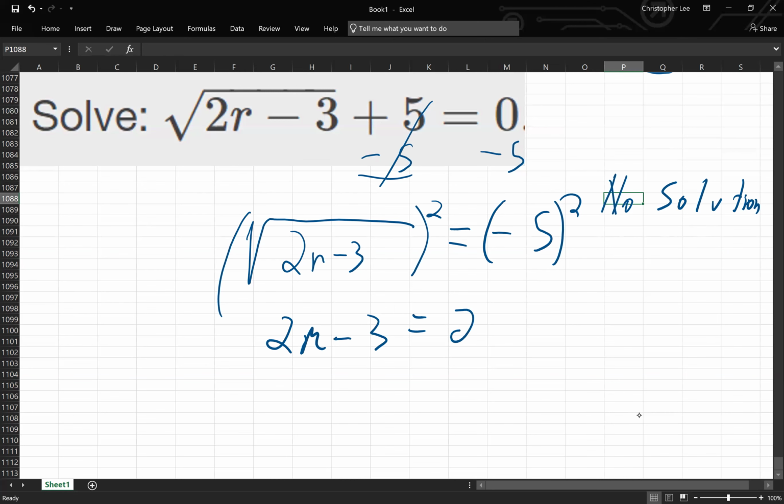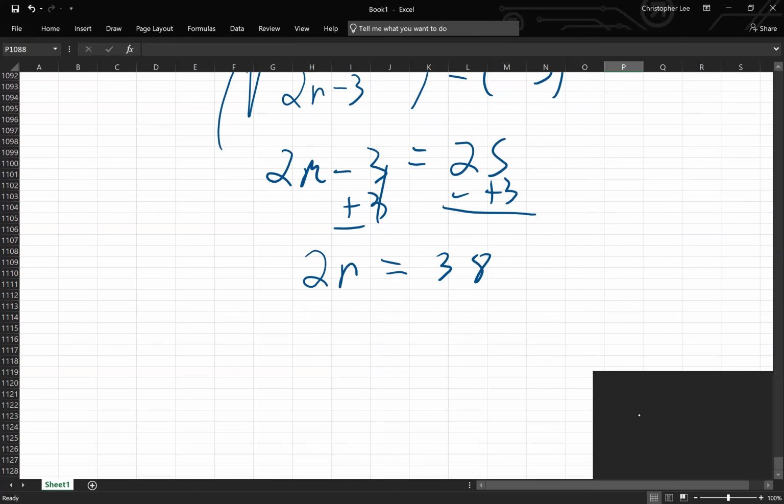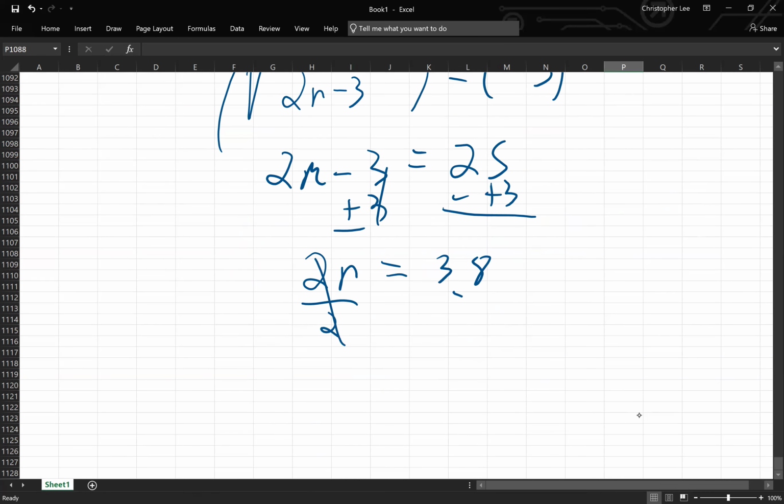It's equal to positive 25. I'm going to add 3. Then I'm going to have 2r is equal to 28. Then you want to divide by 2, divide by 2. R is equal to 14.